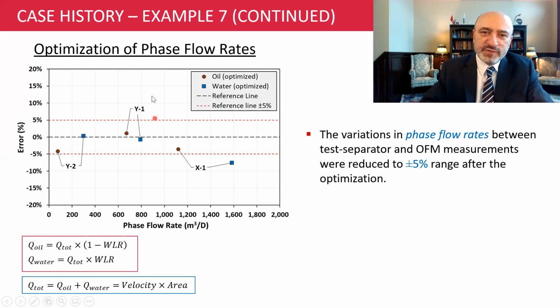Now let's look at the well Y1. Both phase flow rates are within ±1% of the reference rates. So this is actually an excellent measurement. And the error here, which is ±1%, is mainly coming from the water cut, the optimized water cut error. So that actually also tells us that Q total flow rate for this well must be spot on. So we have a very accurate velocity measurement for this well.